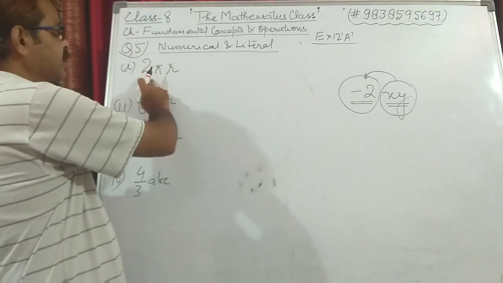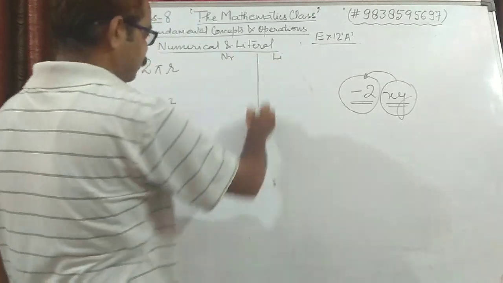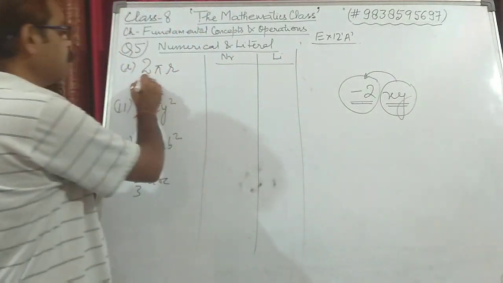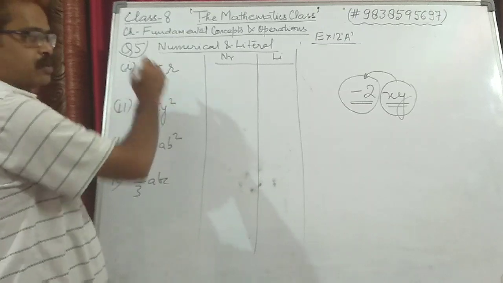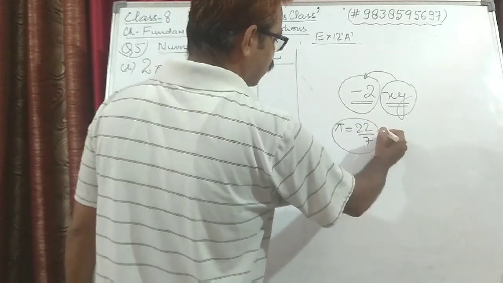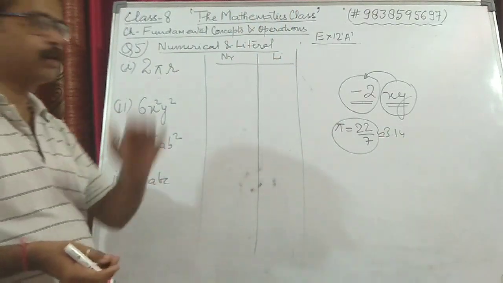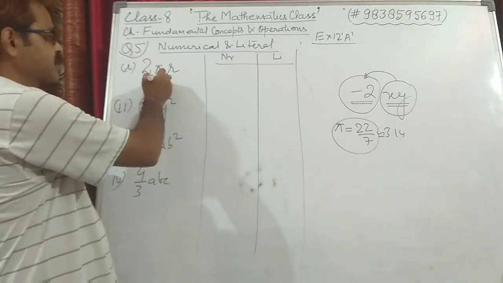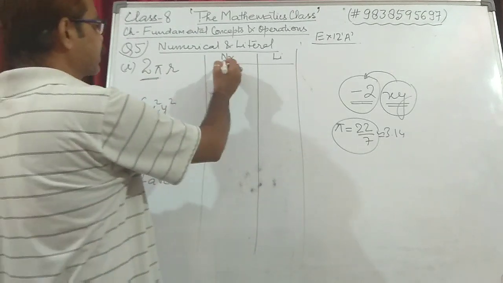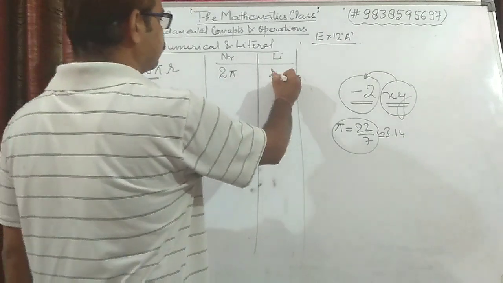Now you have to find out in this, I am writing numerical as NR and literal as LI, and I will be writing or dividing it like this. So in 2 pi r, pi you know is a fixed value, it is almost equal to 22/7, or sometimes 3.14 approximately. But whatever its value is, it is always fixed. So pi is a constant and 2 is a constant. These two constants taken together make the numerical coefficient, so that is 2 pi. And the literal coefficient is only r, because r is the variable.